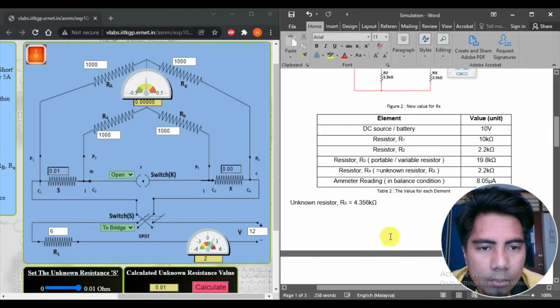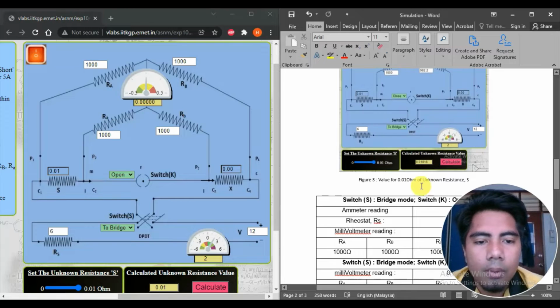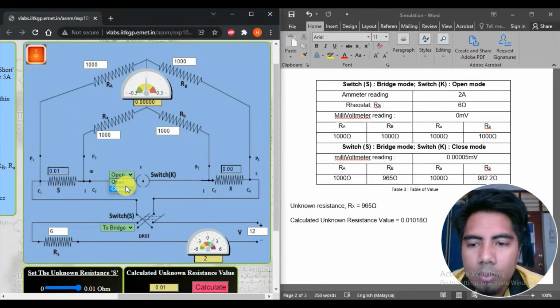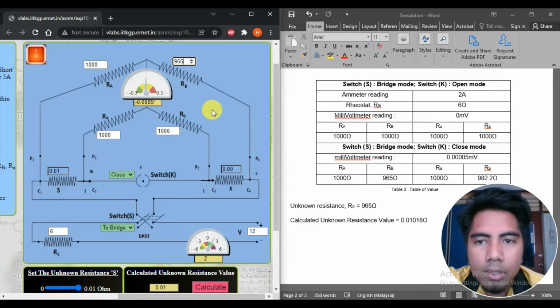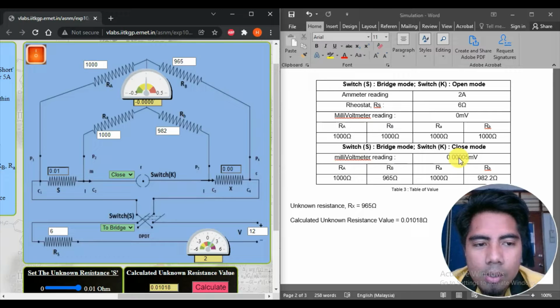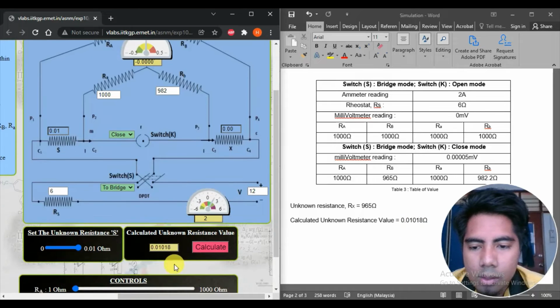For the second activity, as we can see, in open mode, I got the millivolt meter reading of 0 millivolt. This is when all the components for RA and RB are 1000 ohm. In closed mode condition, I changed the RB into 965 and the other one is 182 ohm. The new value of the millivolt meter reading is almost 0 millivolt, and the unknown resistance value is 0.01018, same as shown here.